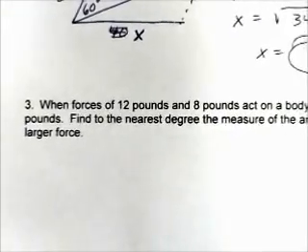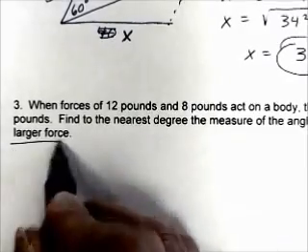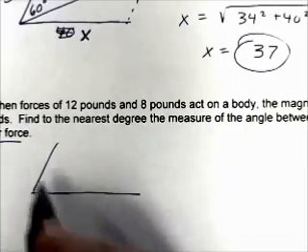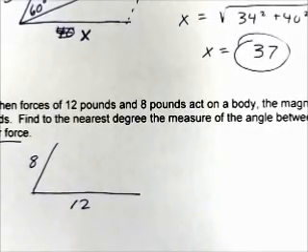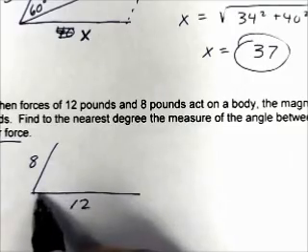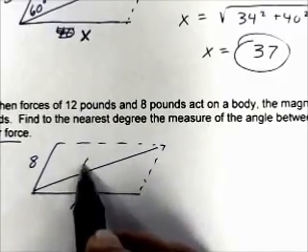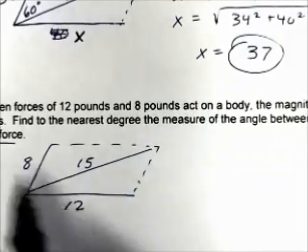Number 3, when forces of 12 pounds and 8 pounds act on a body, the magnitude of the resultant is 15 pounds. Find to the nearest degree the measure of the angle between the resultant and the larger force. Okay, so we have our two forces, our larger one, 12, and our smaller force of 8. And the magnitude of the resultant is 15.